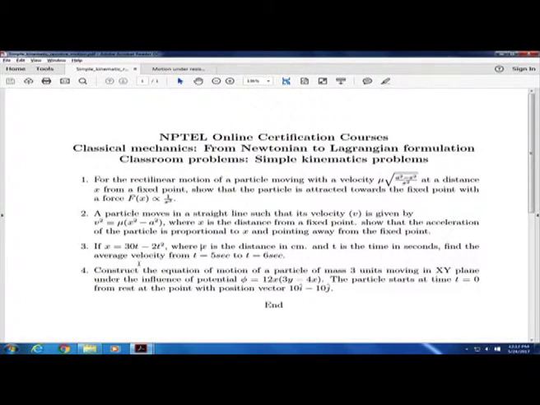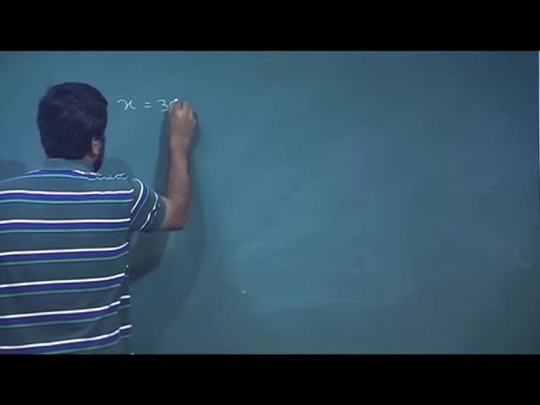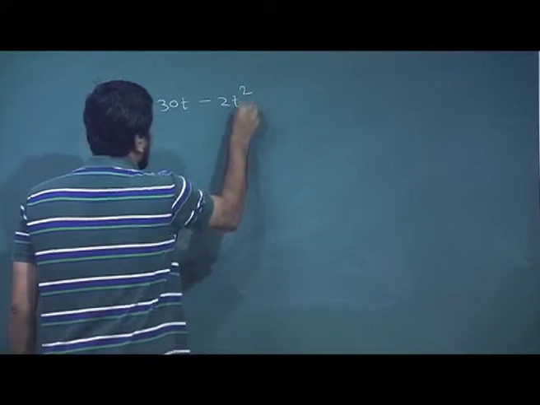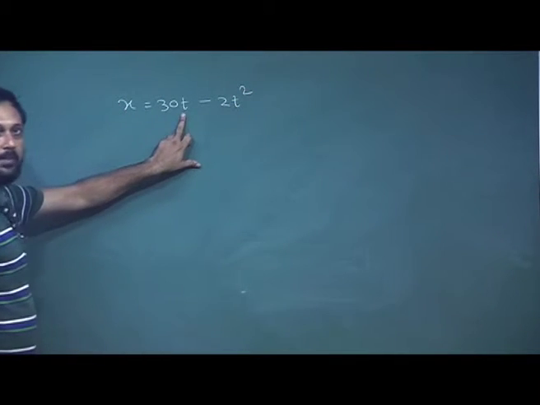Let us move to the third problem. The third problem says the distance x is given as a function of time t, which is x equal to 30t minus 2t squared. So, we have to find the average velocity between time t equal to 5 seconds and time t equal to 6 seconds. Let us start with the expression of x, which is given as 30t minus 2t squared, t being the time here.